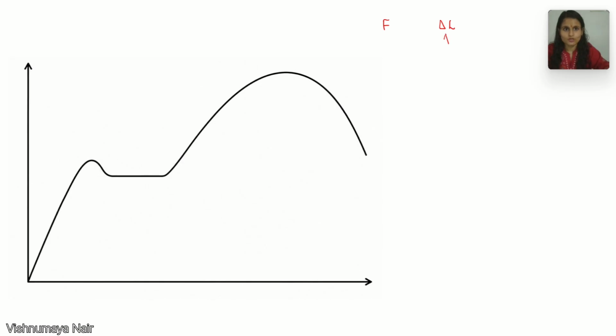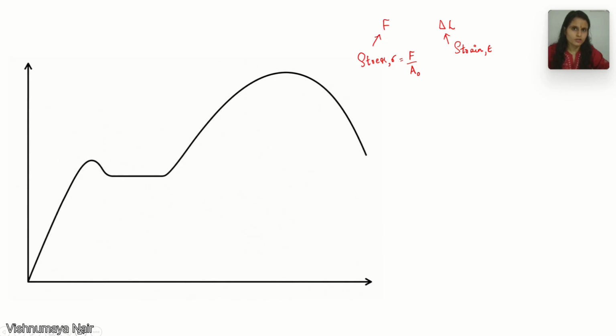From this elongation of the specimen, delta L, we can easily calculate the strain epsilon, and from this resisting force F, we can easily calculate stress sigma. What is stress? It is nothing but the resisting force per unit cross-sectional area. For calculating the stress, here we will be considering the initial cross-sectional area A0.